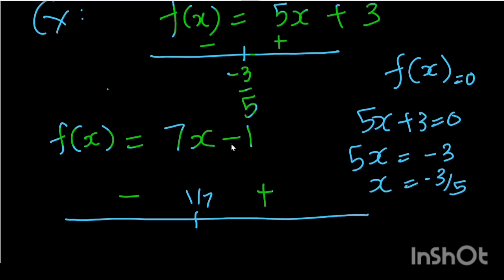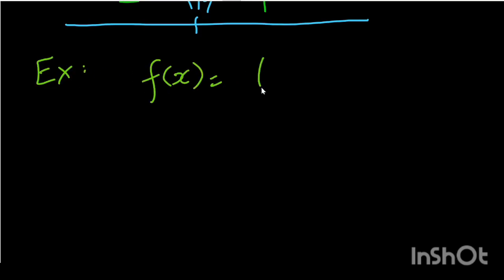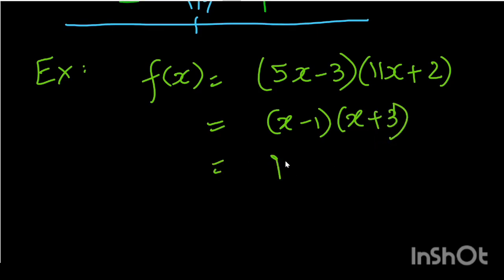For example, f(x), let's say one linear expression is 5x minus 3, 11x plus 2, x minus 1, x plus 3. So if two linear factors are multiplied, we will get what? We will get a quadratic expression. Why do we get a quadratic?